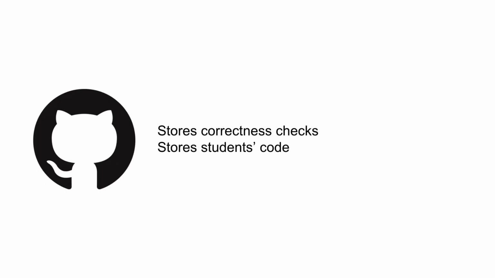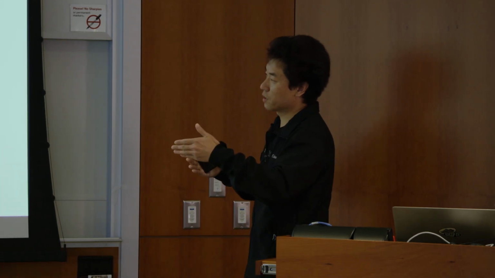And just to summarize, everything's on GitHub. The GitHub repository also stores the checks; the actual Check50 checks are stored on GitHub, and students' code is also stored on GitHub. So every time students run a Check50 check, their code will be committed to GitHub. You can see it as a way of saving students' progress as well.